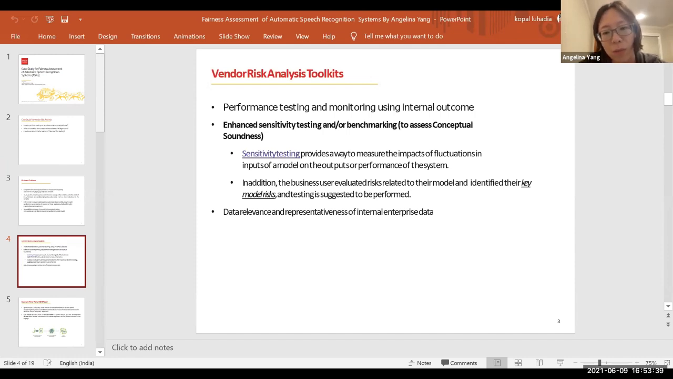And on the other hand, we have our business partners to evaluate any risks potentially related to the use of the model, to identify what we call a key model risk. And testings can be suggested around that risk that we identify. And of course, lastly, we can definitely check the data, trying in some way to understand data relevance, data drifts, and representativeness of these internal enterprise data compared with the vendor development data.